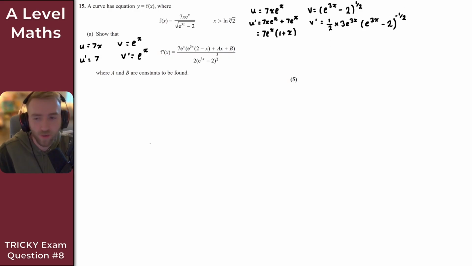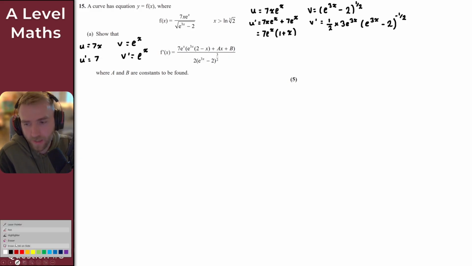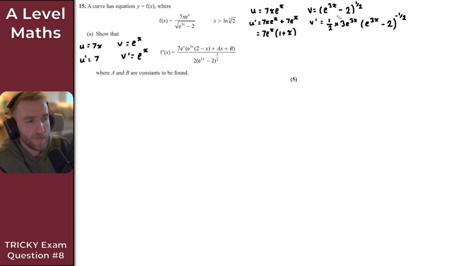Perfect. And if we really want to, I can just make my life a little bit easier. So rather than writing this as 1 over 2 times 3e to the 3x, I can just write that as 3 over 2 times e to the 3x, right? Let's just do that. So grab my pen again. I get 3 over 2 e to the 3x, bracket e to the 3x minus 2, all to the power then of minus 1 over 2.